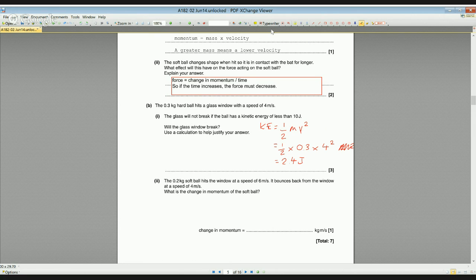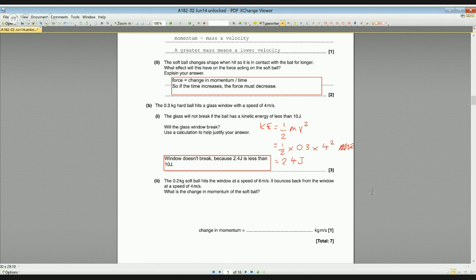This wouldn't be enough to get all the marks so far, because you haven't actually answered whether or not the glass window will break. So to do that, we need to write a few words. We need to say that the window doesn't break because 2.4 joules is less than 10 joules. So the 2.4 joules of energy that our ball has as it hits the window is less than the 10 joules that the window needs to break. So no problem there. The window won't break.